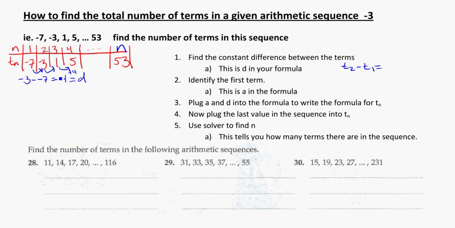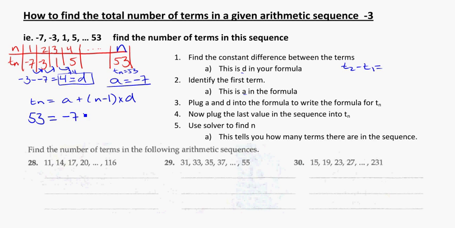Identify our first term. So we now know that d is equal to 4. My first term is equal to -7, so that's a. I've got d and a in the formula, so now I'm going to plug into my formula, and I also know what t sub n is. T sub n, because I don't know which term it is, is 53. That's that last one we're looking for. So my formula: t sub n is equal to a plus n minus 1 times d. The last term in the sequence, I don't know what number it is in the sequence, but I know the value of it is 53, so t sub n is equal to 53.